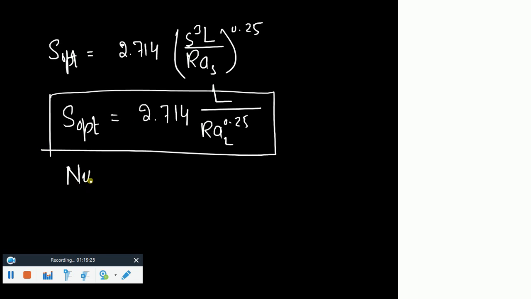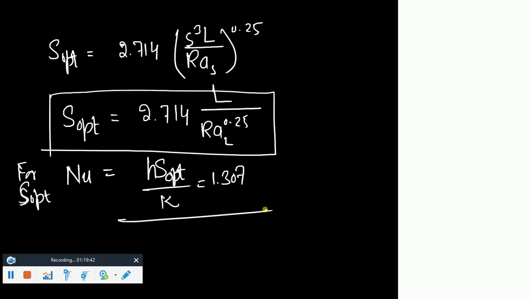And Nusselt number for this optimum gap, S optimum, would be equal to h S optimum over k, and that would come out to be 1.307. Okay.